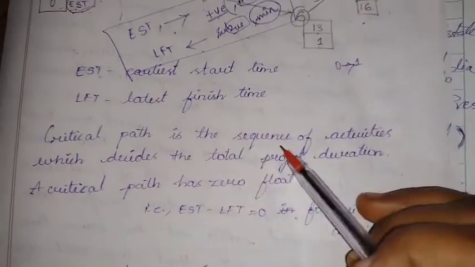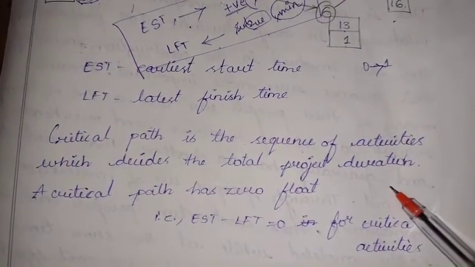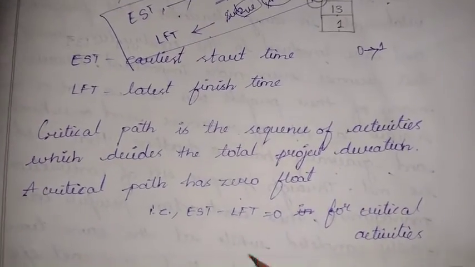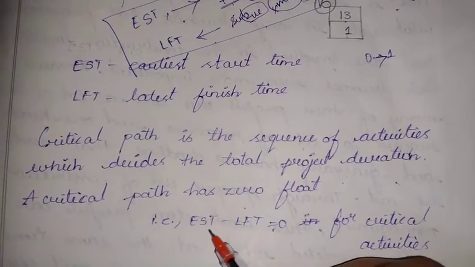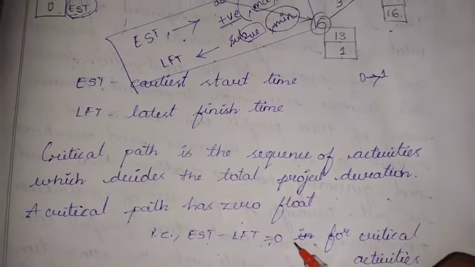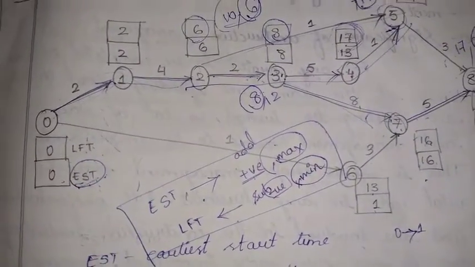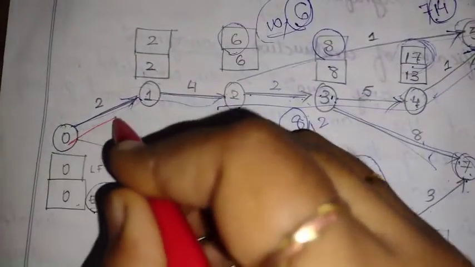Next, critical path is nothing but the sequence of activities which decides the total project duration. So a critical path has zero float. Float is nothing but the difference between EST and LFT. For critical activities, the EST minus LFT would be 0. That is the path at which it is 0 and 0, 2 and 2. Whenever it is the same, it would be the critical path. 6 and 6.